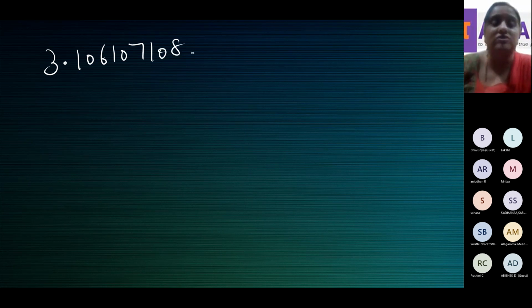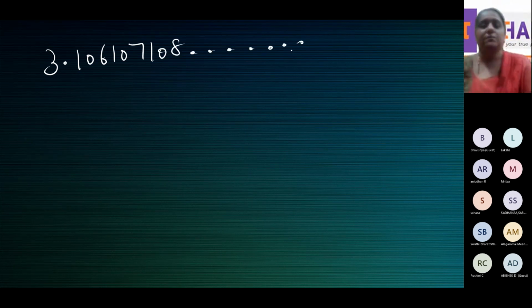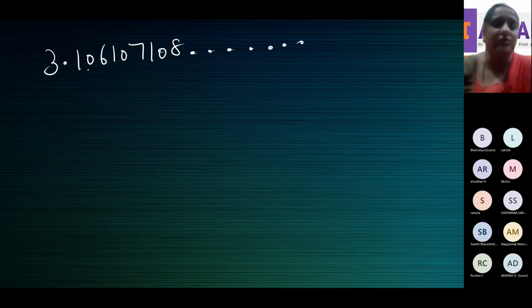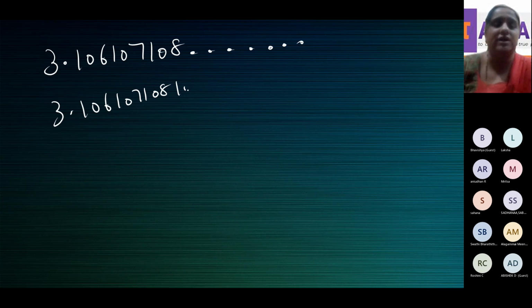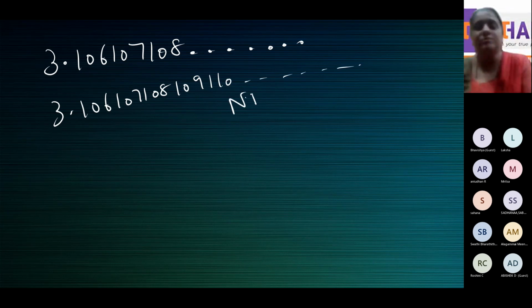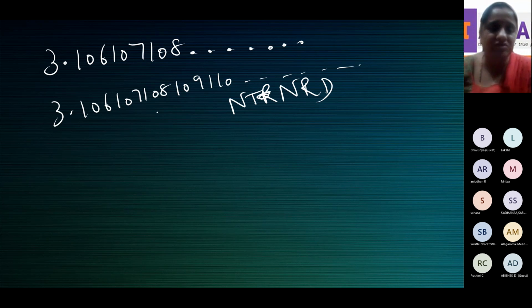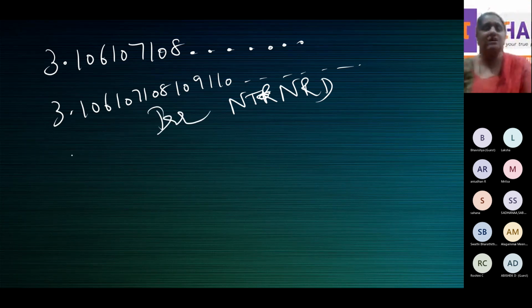Now consider this: 3.106, 107, 108, like this it goes on. You don't see a repeating block at all. It's like 106, 107, 108, probably 109, 110, like that. It goes on forever. So this one is a non-terminating, non-repeating decimal, because there's no repeating block here. So this is irrational.